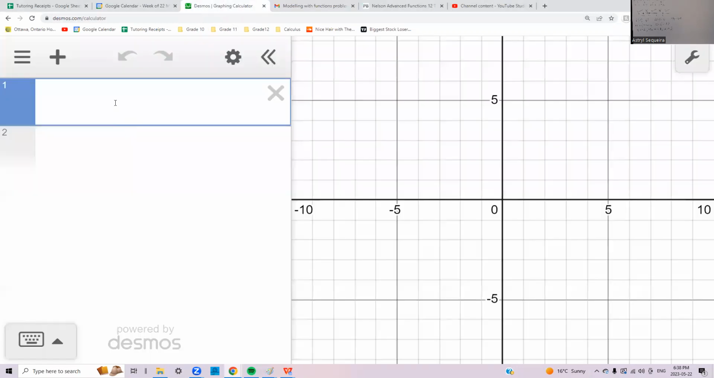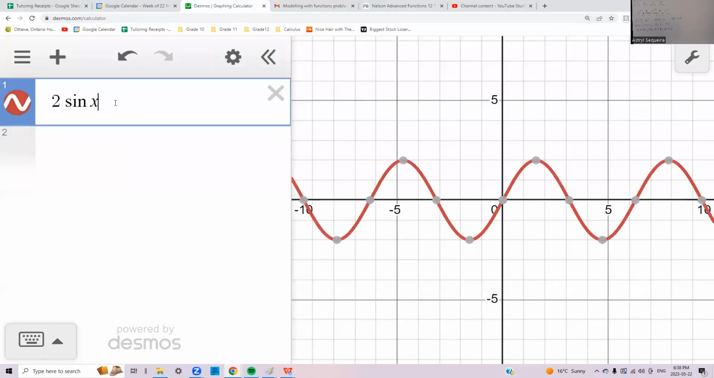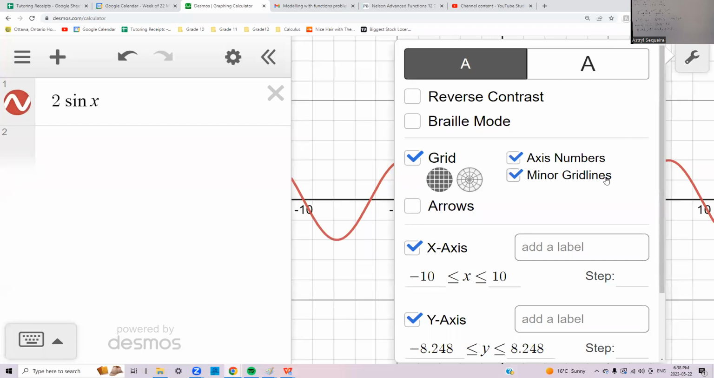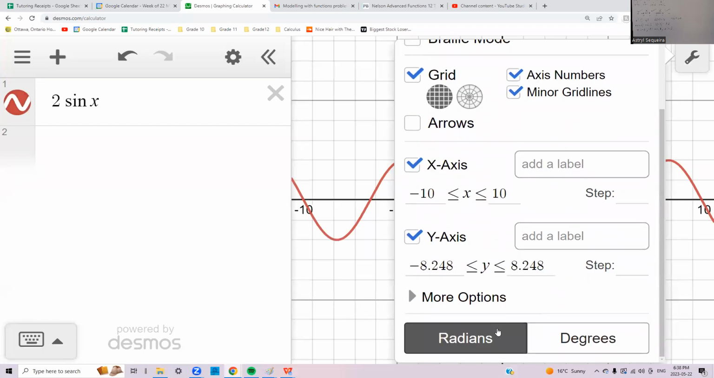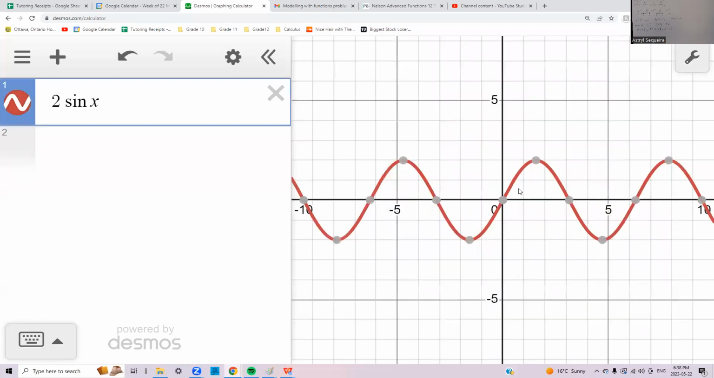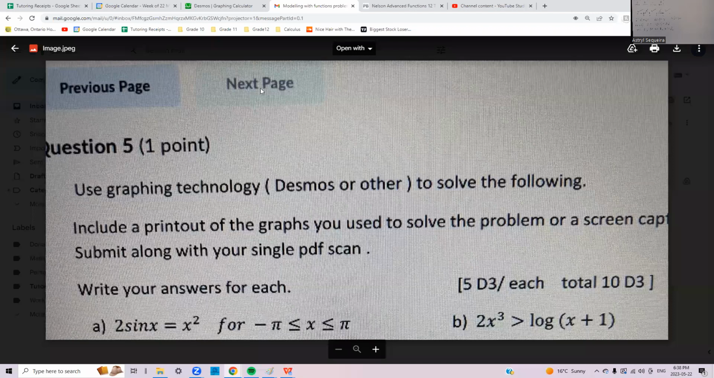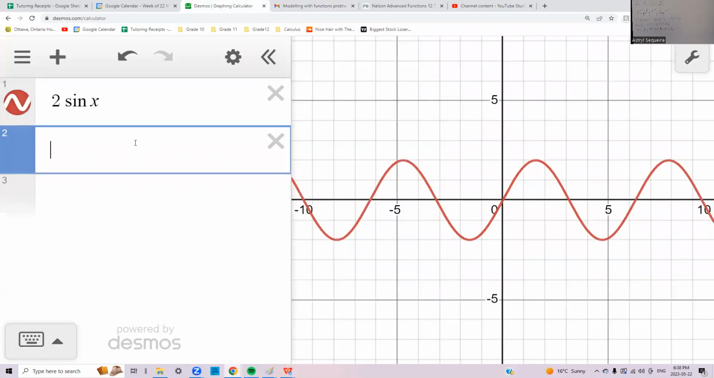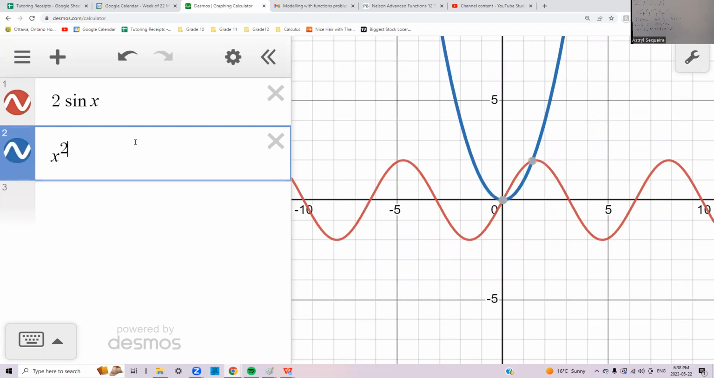In Desmos, you want to put 2 sin x as your first equation. Make sure that it's in radians. If you want to switch Desmos to radians, it's right here in the graph settings, where you can switch from radians to degrees. And then the second equation is x squared. So I'm just going to put x to the power of 2 over here.